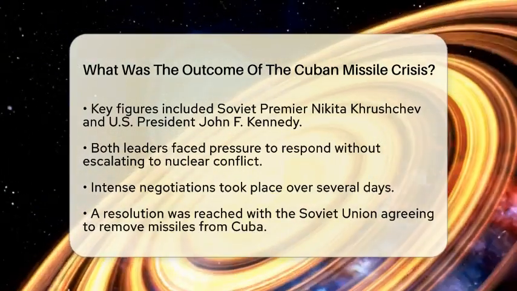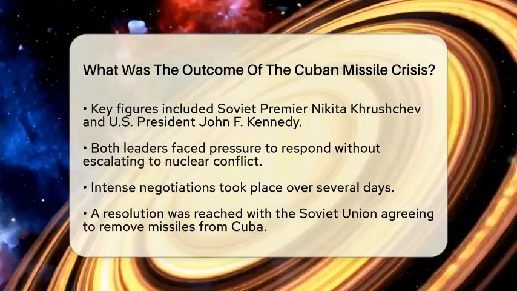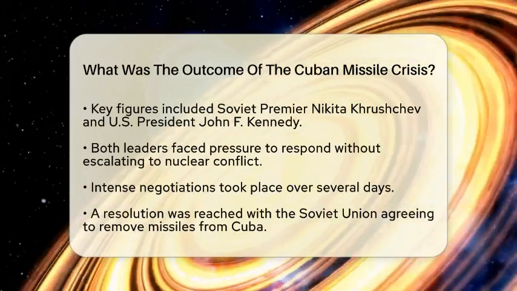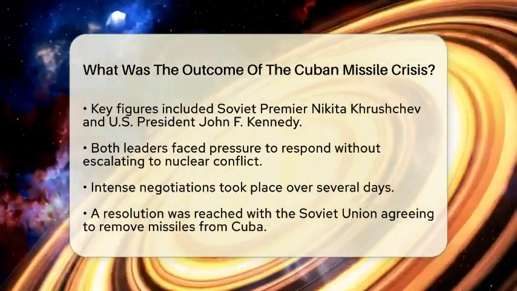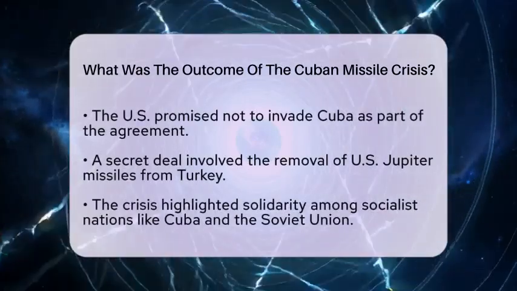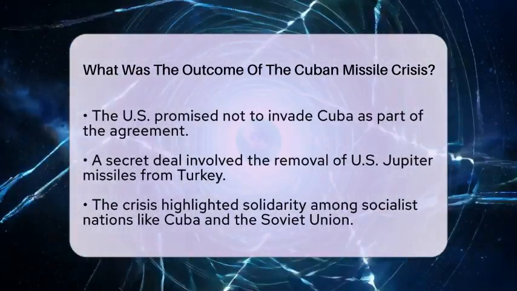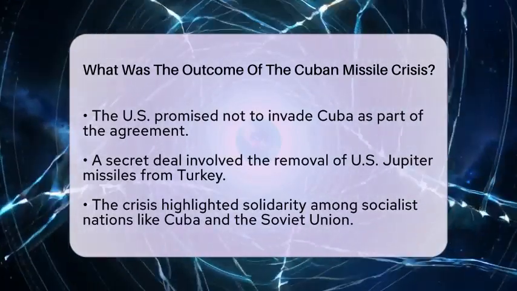After days of intense negotiations, a resolution was reached. The Soviet Union agreed to dismantle and remove its missiles from Cuba. In return, the United States promised not to invade the island. There was also a secret agreement where the U.S. would remove its Jupiter missiles from Turkey, which was a significant concession.